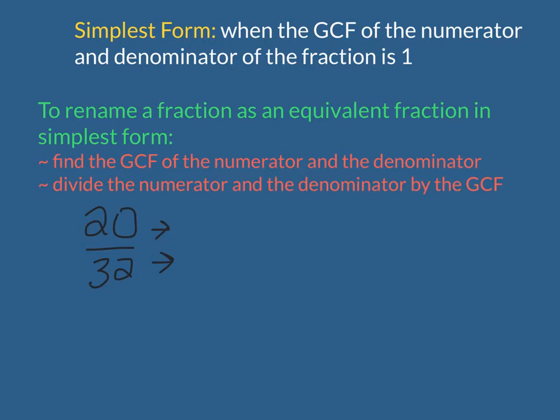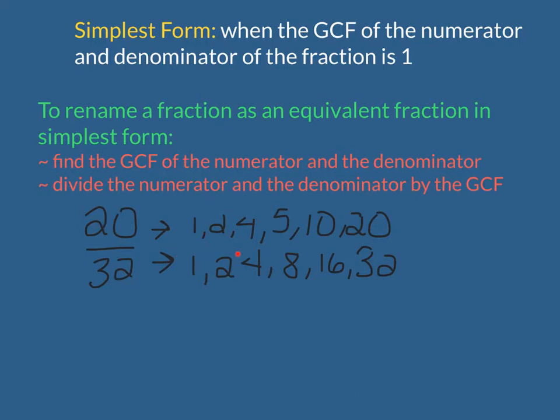So our factors for 20 would be 1, 2, 4, 5, 10, and 20. The factors for 32 are 1, 2, 4, 8, 16, and 32. So our next step says to divide the numerator and the denominator by the GCF. So let's take a look. We can start with the one with the least amount. It doesn't matter.